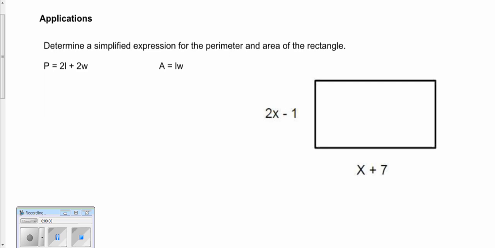Now we'll do an application involving binomials, and we're going to determine a couple of things about this particular rectangle. First we're going to determine the simplified formula for perimeter and a simplified formula for the area of this rectangle. So we know that the perimeter is equal to 2 times the length plus 2 times the width. So let's just say that this happens to be the length, and this side here happens to be the width.